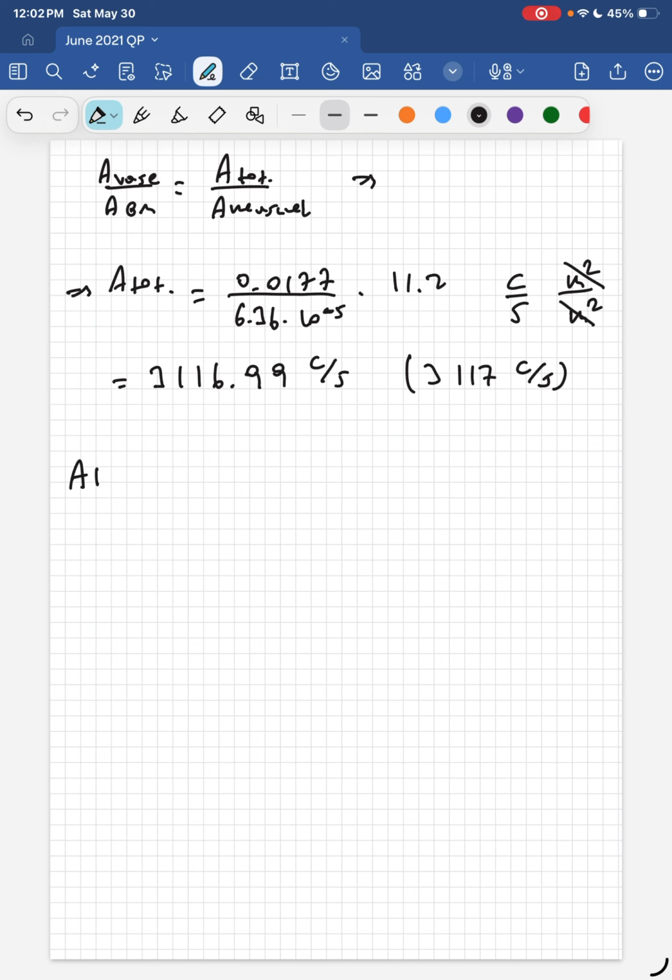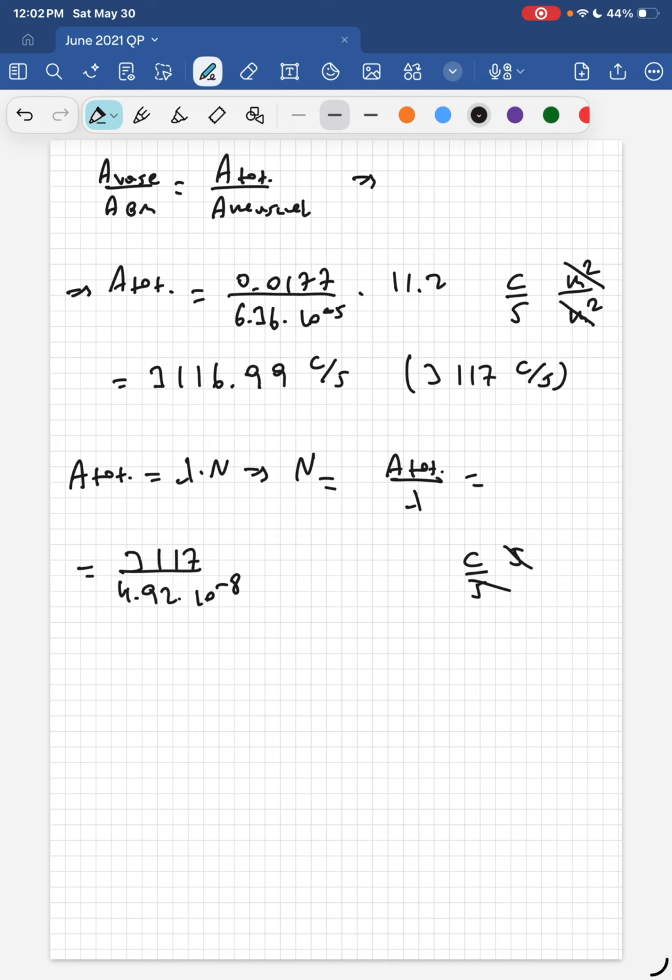Now, the total activity is simply equal to lambda times n. So we can calculate the number of nuclei that give rise to that activity. So n is simply A total over lambda. So we have 3,117 counts per second, I rounded the value, over 4.92 times 10 to the negative 8 seconds to the minus 1. This gives us a pure number. So n is simply 6.34 times 10 to the 20 nuclei.